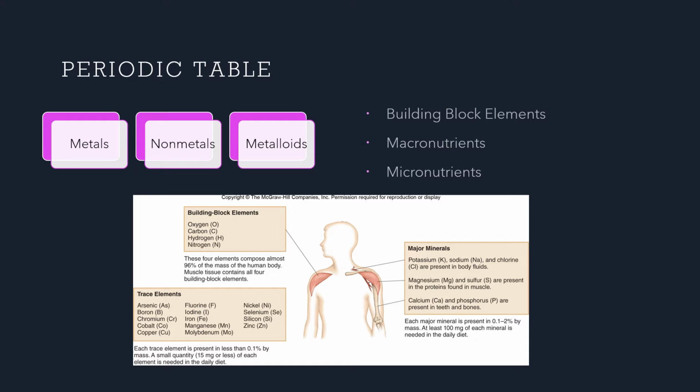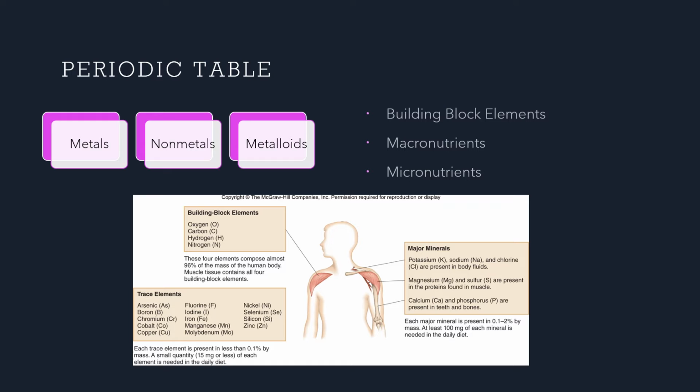We have nonmetals, which are basically the opposite. They're usually not solid at room temperature, but they can be. They don't conduct electricity. They are oftentimes gases, but they could also be liquids at room temperature. And then we have the metalloids, which are basically somewhere in between a metal and a non-metal.